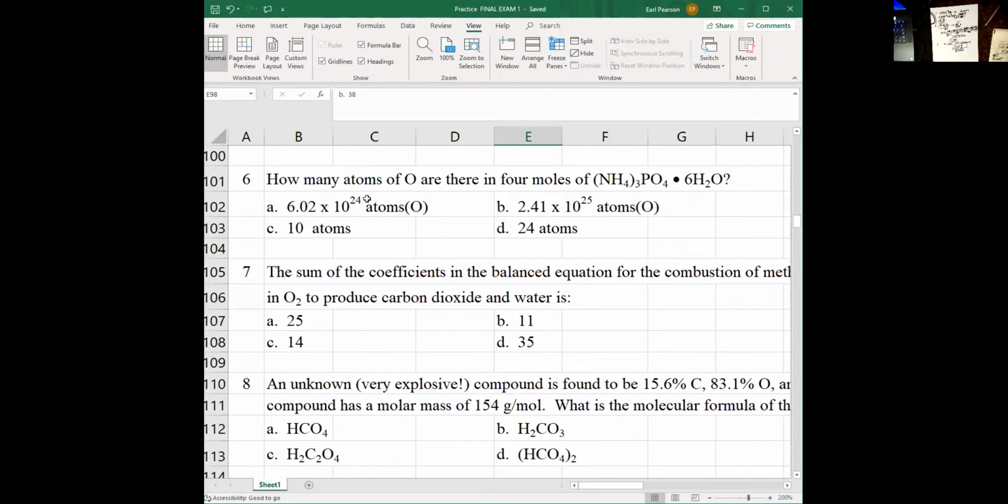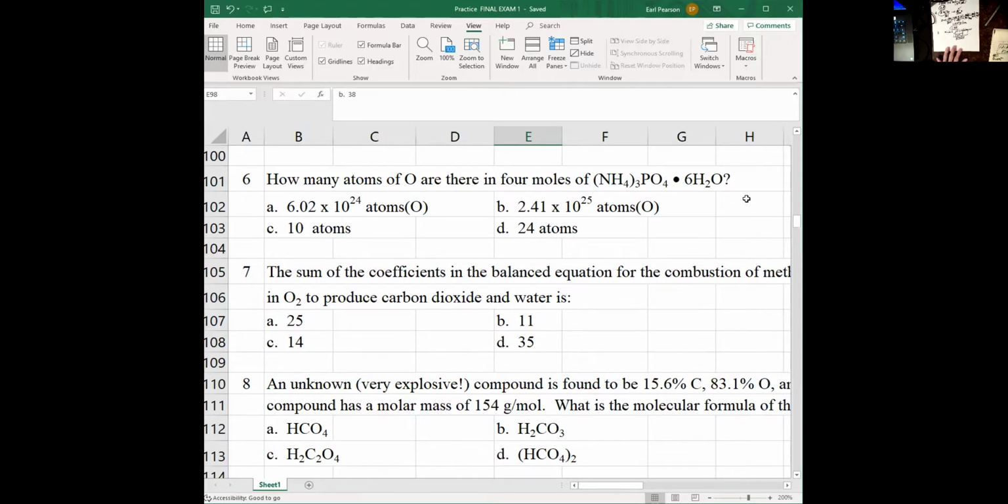Now, how many oxygen atoms are in 4 moles of this compound? By the way, how would we name that? This is ammonium ion, this is phosphate ion. You call it ammonium phosphate. You do not call it triammonium phosphate. It's ammonium phosphate hexahydrate is the way we would name that compound.